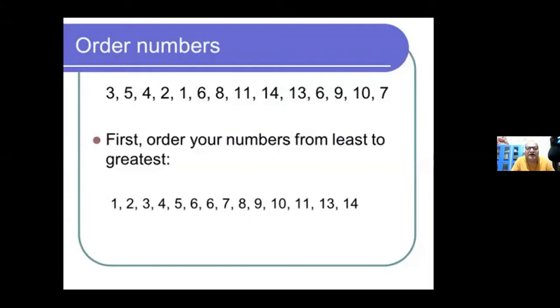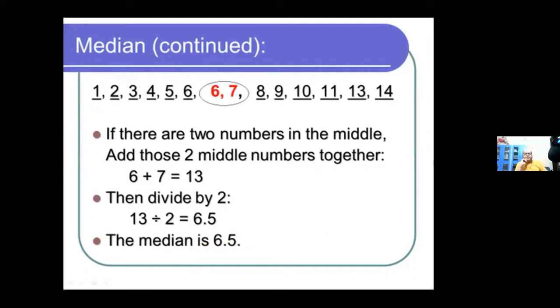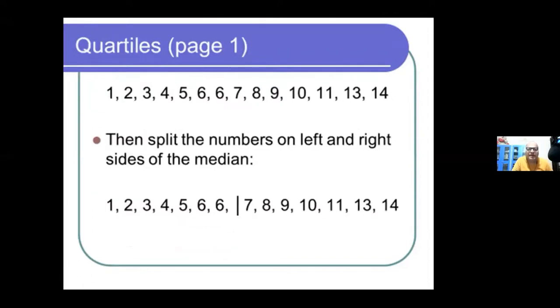That's why I did this exercise. I have taken some numbers and we are writing these numbers in ascending order, 1, 2, 3, 4, 5, 6 up to 14, and then find the median from the ordered list. In the previous slide from 1 to 14, we cross off one number from each side. We cross 1 from the left and 14 from the right, then 2, then 13, then 3, and like this. And we got two numbers in between, 6 and 7. If there are two numbers in the middle, those two middle numbers together, 7 plus 6, that is 13, divided by 2, so our median comes out to be 6.5.